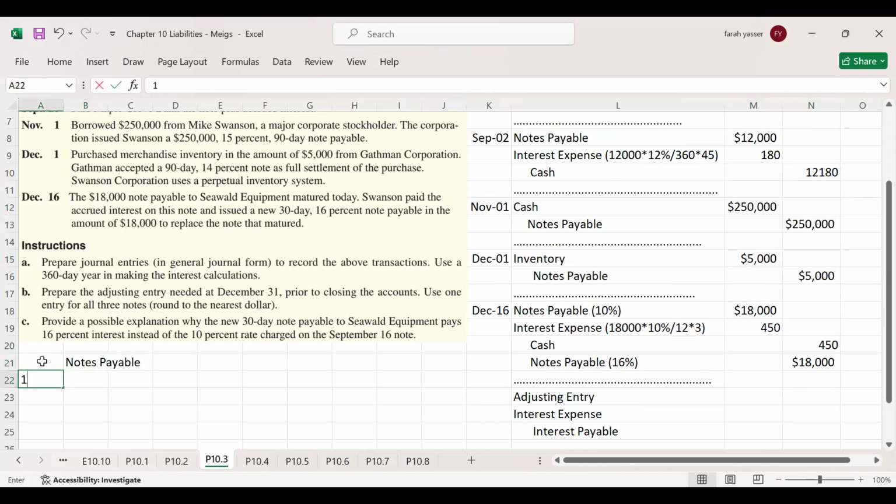We have three types of notes right now: rate of interest, interest rate, and then we will calculate interest expense on it.